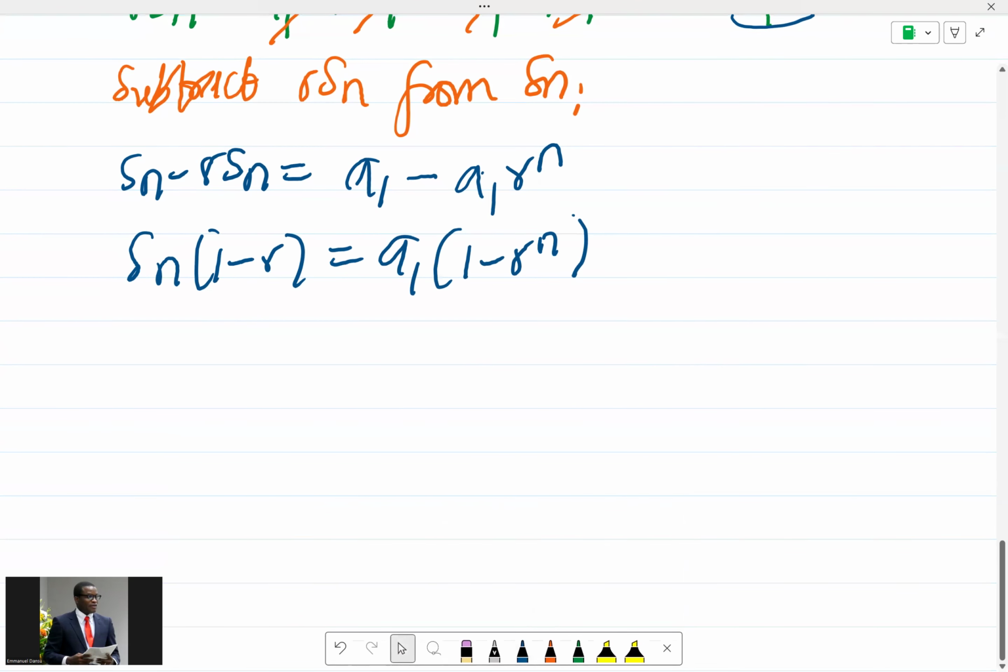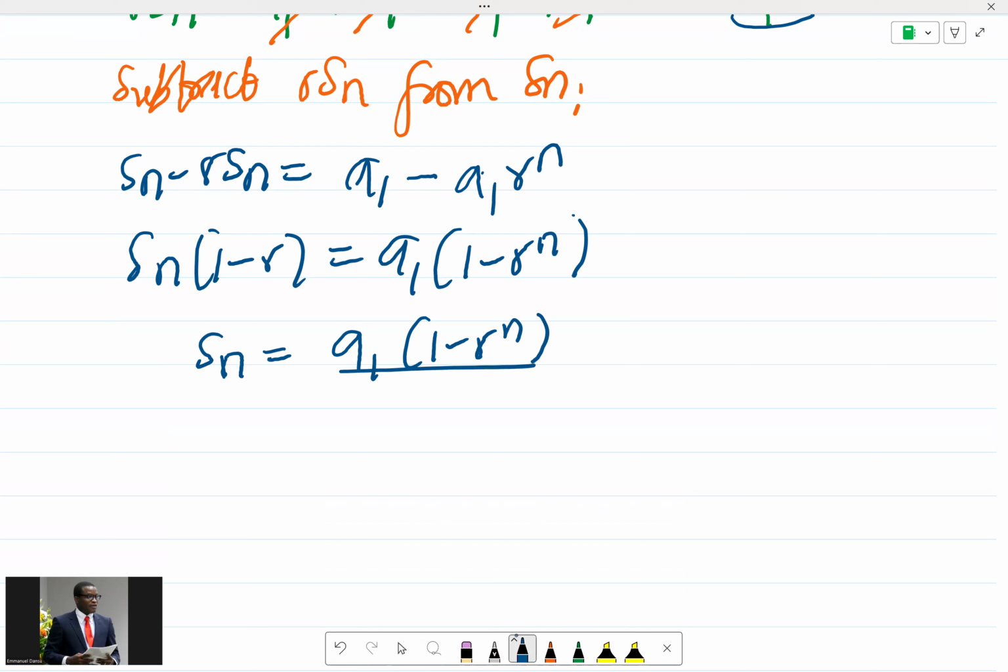So we can divide through by 1 minus R. So we have Sn equals A1 into 1 minus R raised to power n, all over 1 minus R. And that becomes the beautiful formula that we need to compute the sum of the first n terms of a GP, a geometric progression or a geometric series. But it is important that R should not be equal to 1.